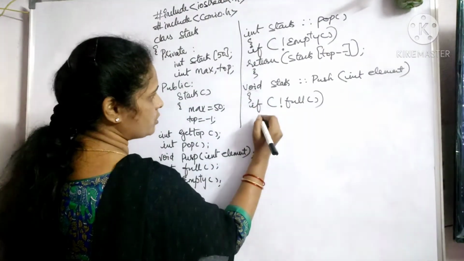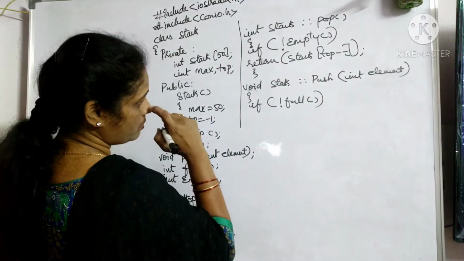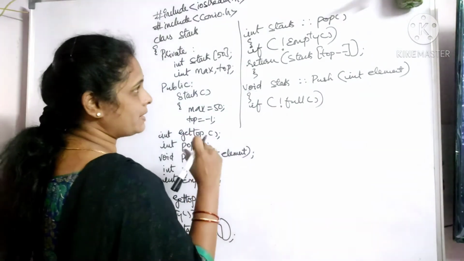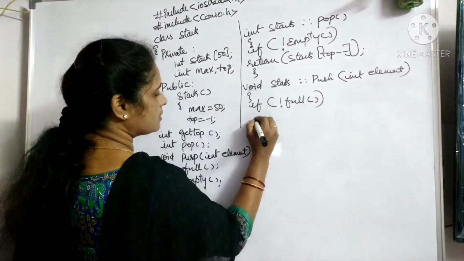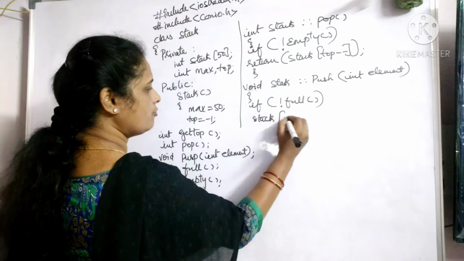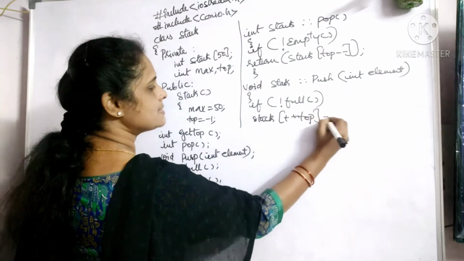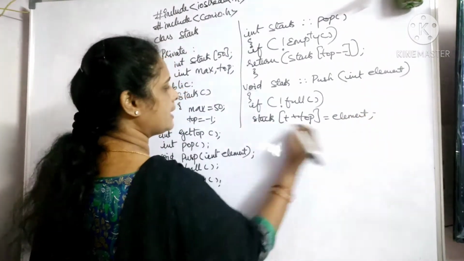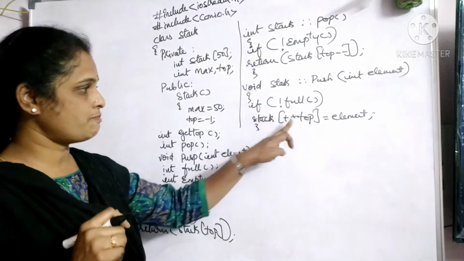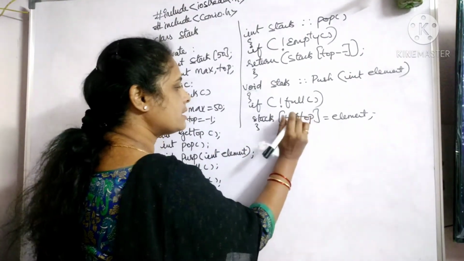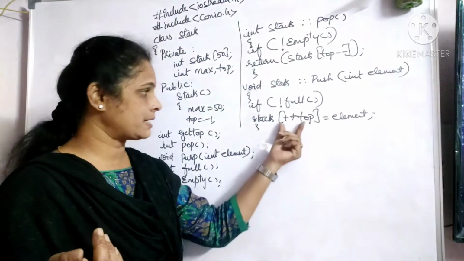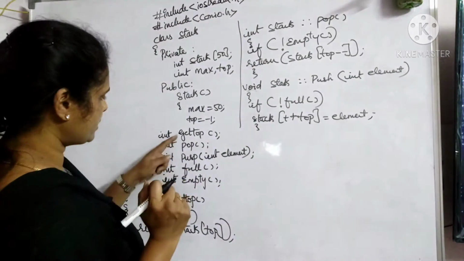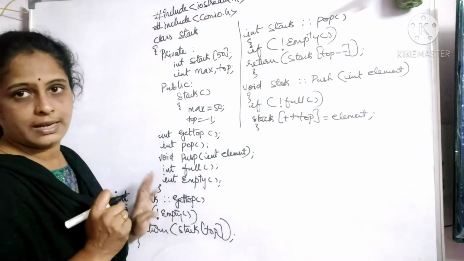If not full, what you have to do is, you are not returning anything, you are simply incrementing the values: stack of ++top is equal to element. That's it. You are incrementing first, then inserting the element. That's why I have taken ++top here. Then we are done with get top, pop and push. Then we'll see is full and is empty.